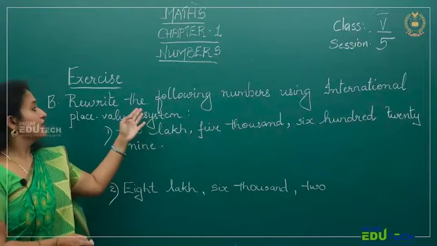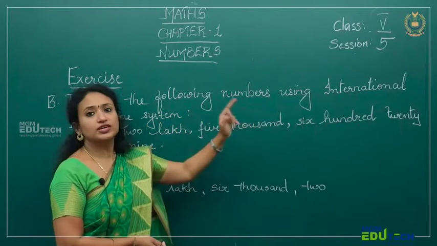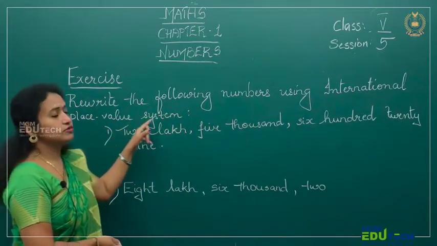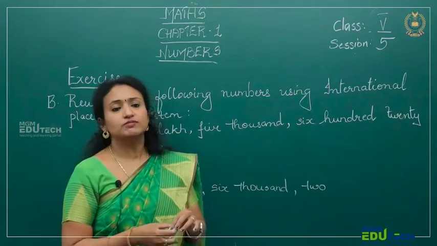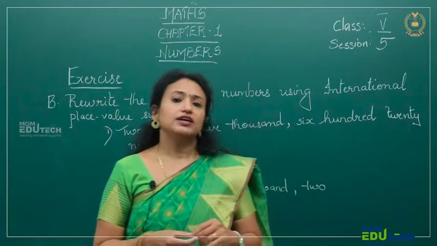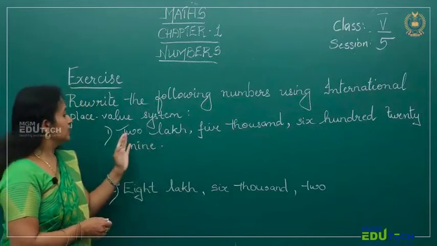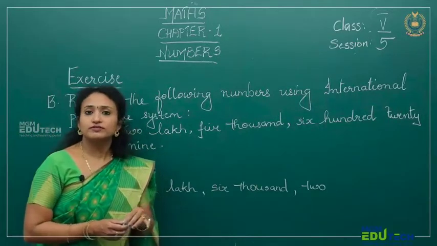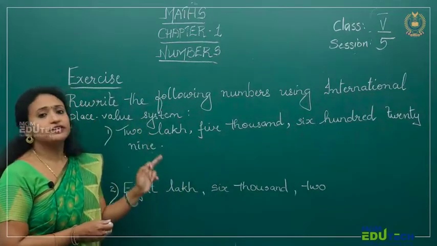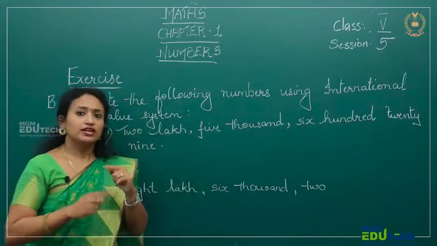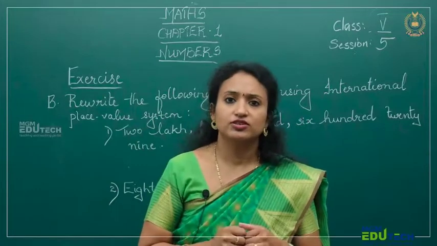Okay, now this is our second question. Rewrite the following numbers using international place value system. So here the question is in Indian place value system, and you have to rewrite the number in the international place value system. For such questions, the number is given to you in words, correct? So first read this and write the number in figures first. Then once you write it in figures, it becomes very easy to write the international form.